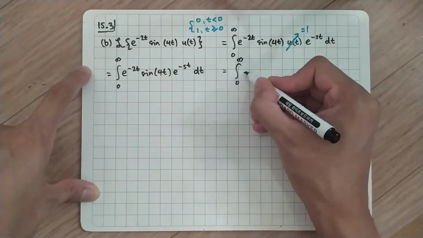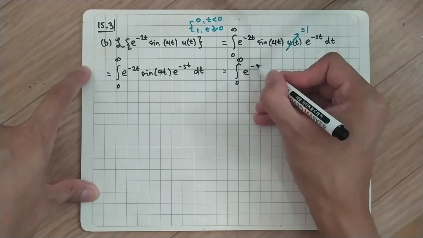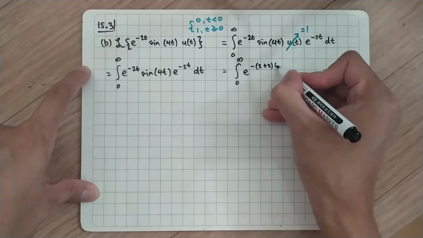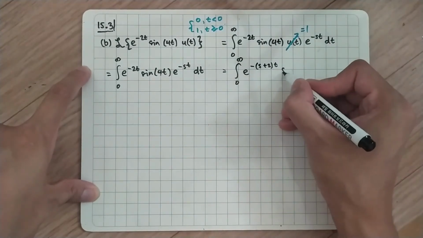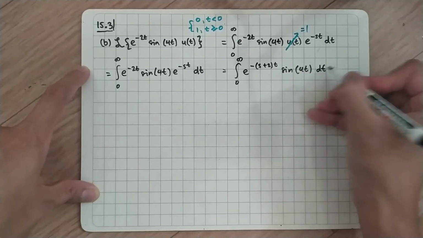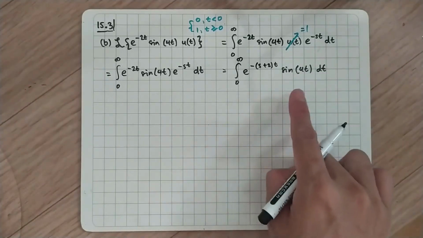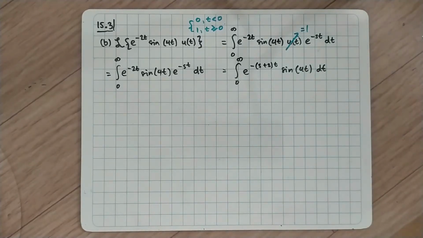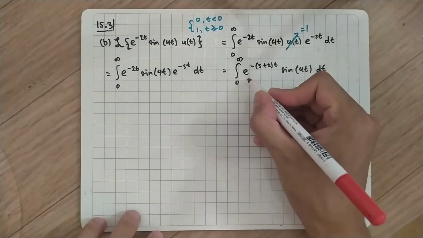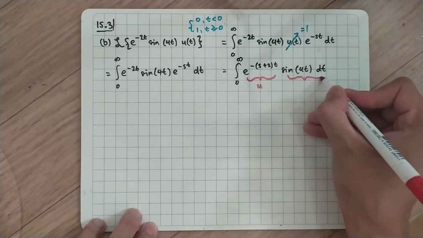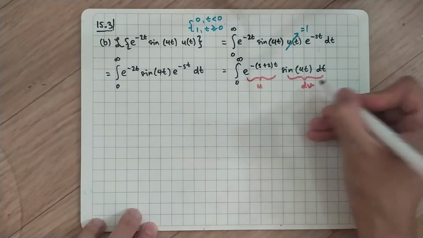Okay, now we can combine the exponential terms into one. So I will have e to the minus, and we can take out the minus sign, (s plus 2)t here, sine 4t dt. Okay, we have different kinds of function here. We have an exponential function and we have a trigonometric function. So naturally we will use integration by parts. So here this will be our u and this will be our dv.